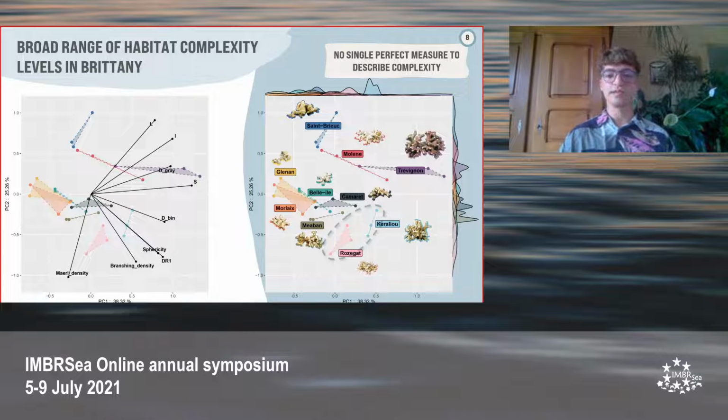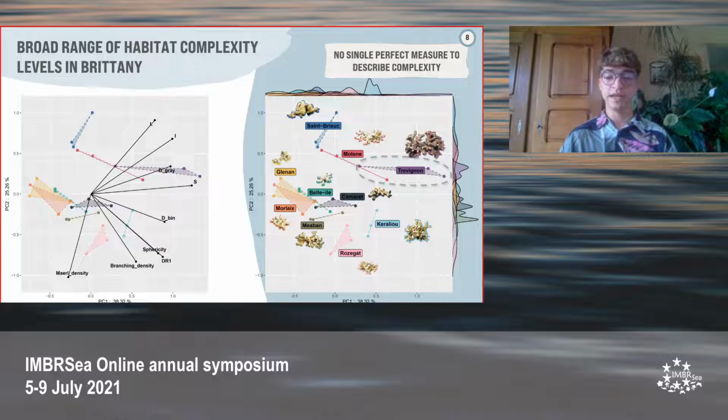So the first group contains the 2 sites at the Bay of Brest, which are Rosgo and Camaret, and they present some of the highest maerl densities and small but highly branched, spherical, and complex thalli, and therefore are considered the most complex habitats in the study. Then, the second group is composed of 5 beds which present intermediate to low branching densities, sphericities, complexities, and maerl densities.